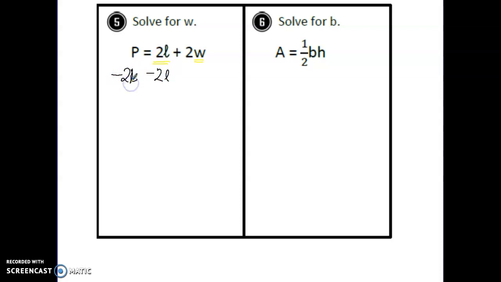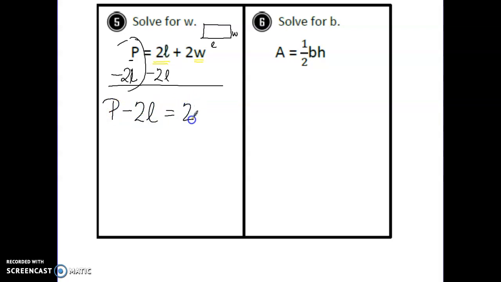This is a familiar formula too. This is perimeter, twice the length and twice the width. That's a rectangle, right? L and W. So you found the outside edge of that. All right, these are not like terms, so you can't simplify them any more than writing P minus 2L equals 2W.